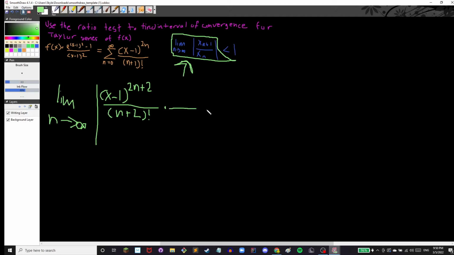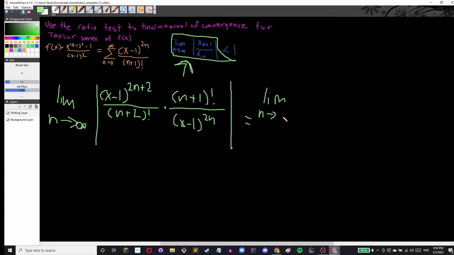I will write it as a form of multiplying because it's more ugly if you just write it all in division. So divided by n plus 1 factorial, all over x minus 1 to 2n. Okay. So how do we go from here? Well, we can rewrite this.